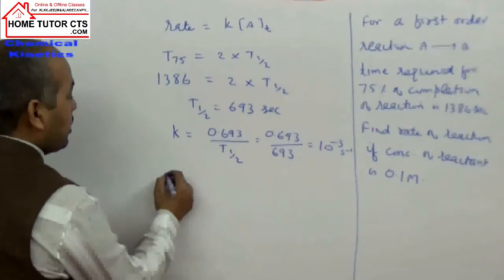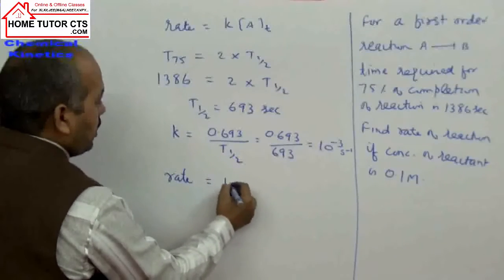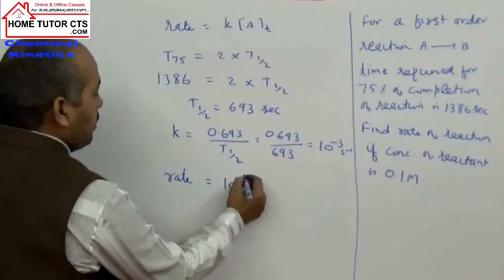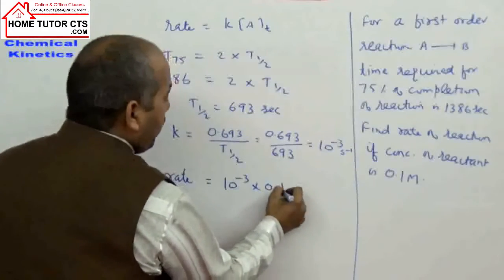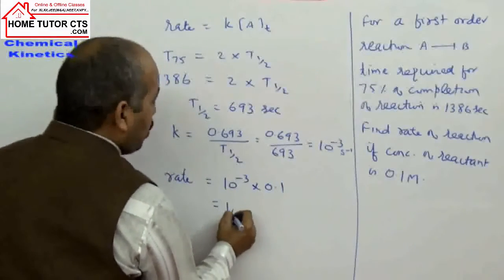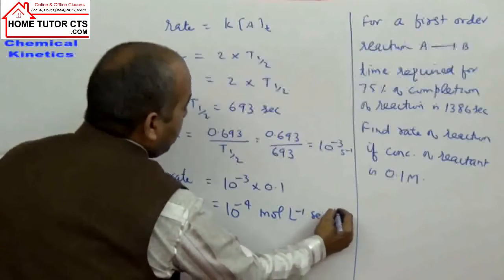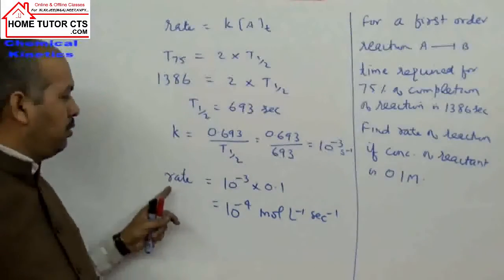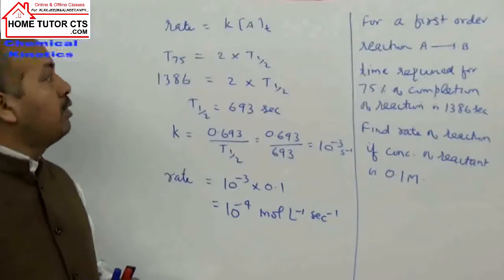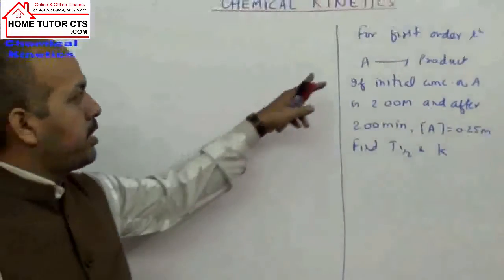Then for the reaction, what is the rate of reaction? K we have got 10 to the power minus 3, into concentration of reactant given 0.1 molar. This becomes 10 to the power minus 4 moles per liter per second. This becomes the rate of reaction for the given first order reaction. Okay. So let's take the next example.